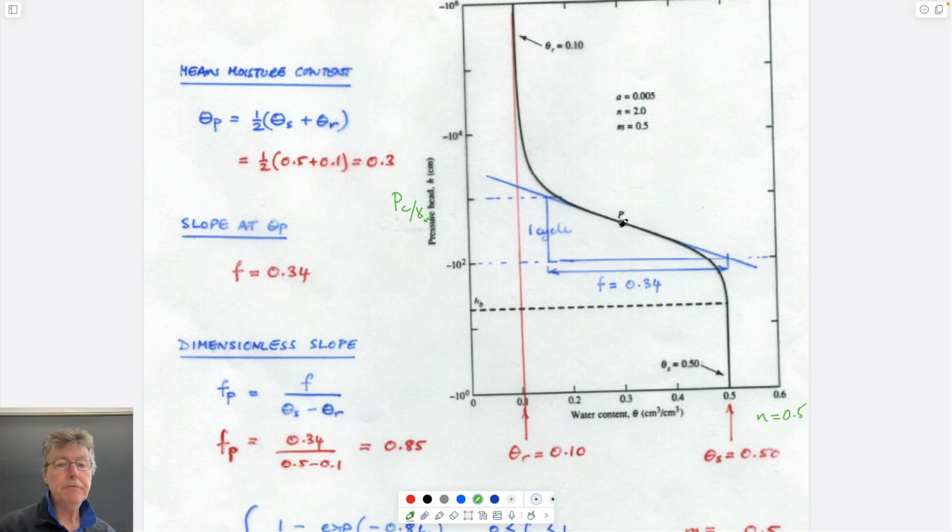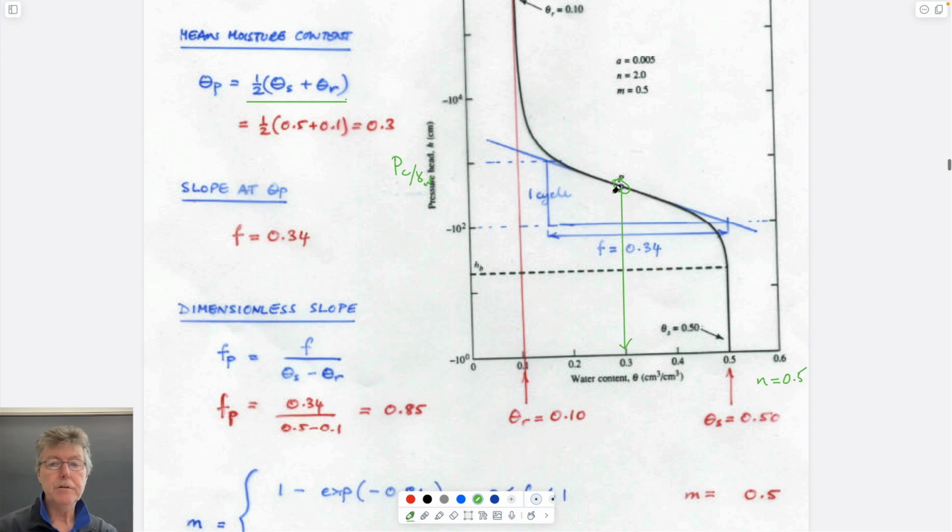And the recipe for pulling out this value is to first of all find the average moisture content of this system, which is this magnitude plus this magnitude divided by 2. So the middle range one is this, which turns out to be 0.3 in this particular case.